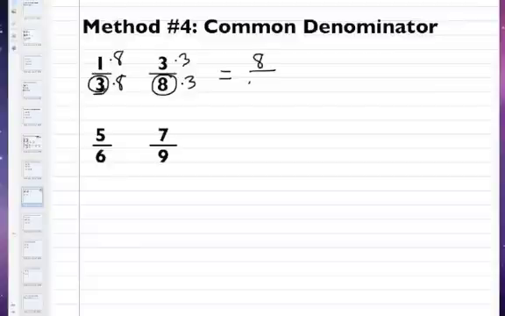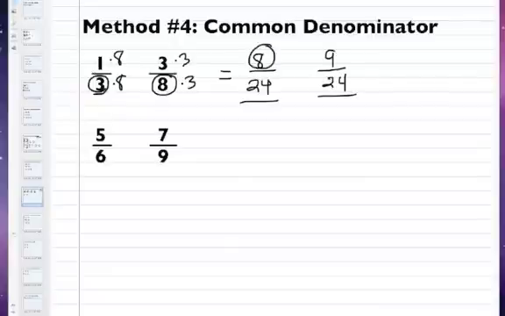So 1/3 is equivalent to 8/24, and 3/8 is equivalent to 9/24. Now I have the same size pieces, and I can just compare the quantities I have. 8 pieces is less than 9 pieces. So 8/24 is less than 9/24, and 1/3 is less than 3/8.